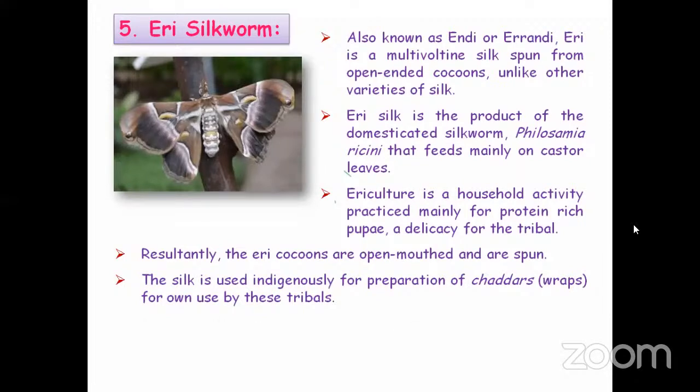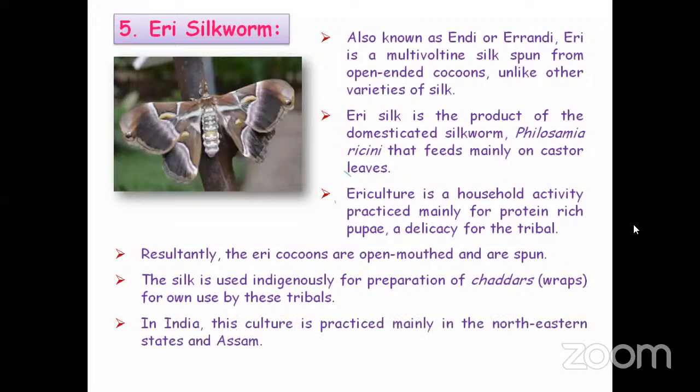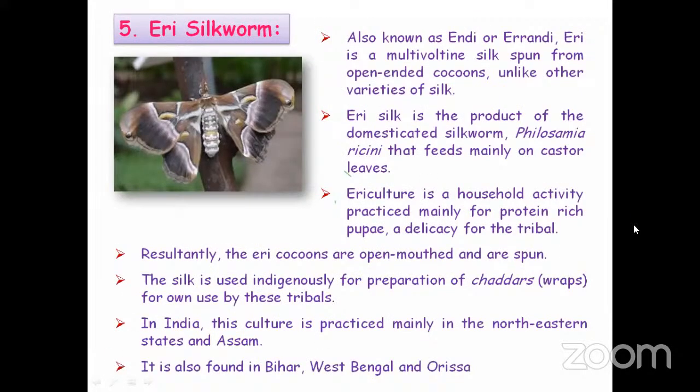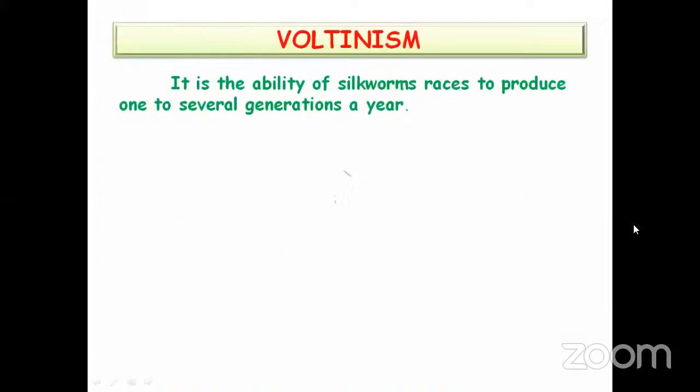Then in India, this culture is mostly practiced in the northeastern states and Assam only. And it is also found in Bihar, Bengal, and Orissa. Okay, so the next one is voltinism. So what is voltinism?